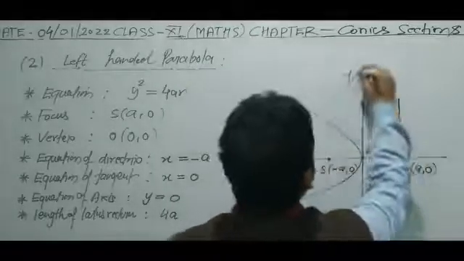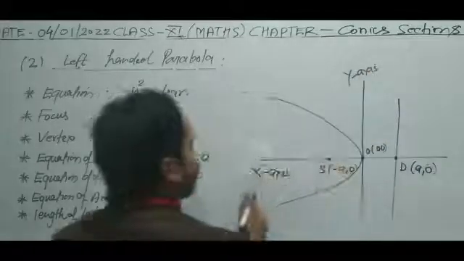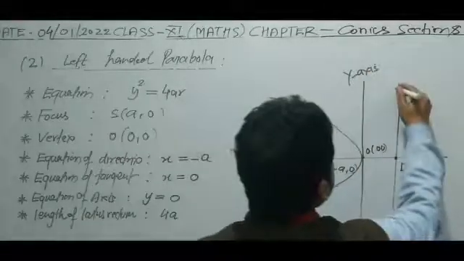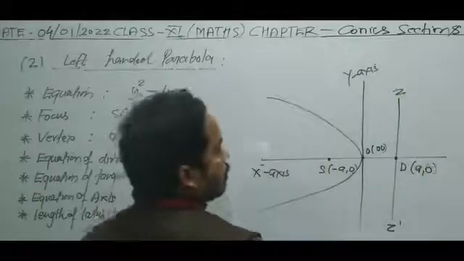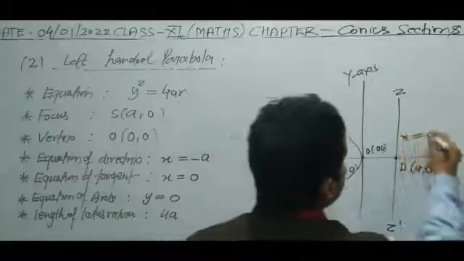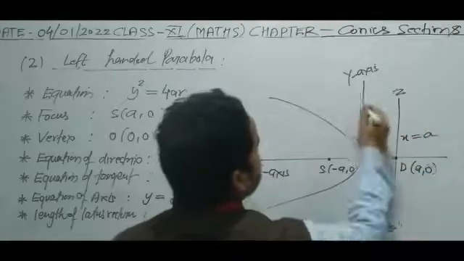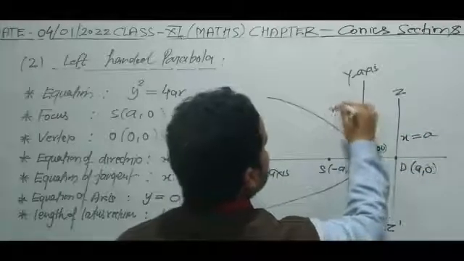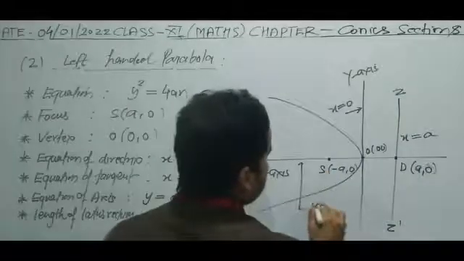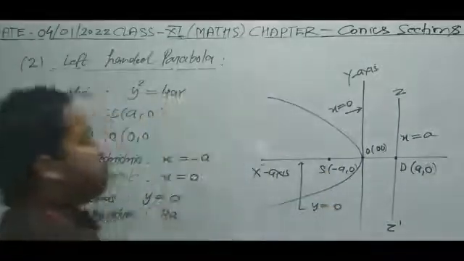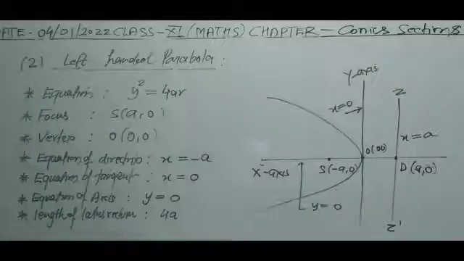This is the y axis, this is the directrix ZZ dash. Its equation is x is equal to a, its equation is x is equal to 0, its equation is y is equal to 0. So this parabola is open in the negative direction of the x-axis.